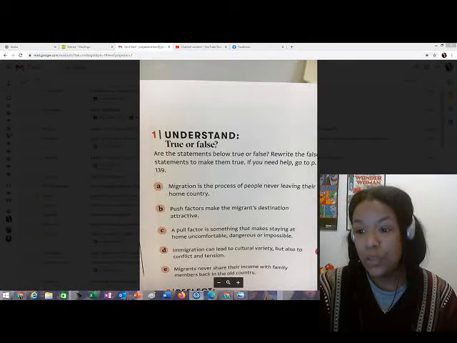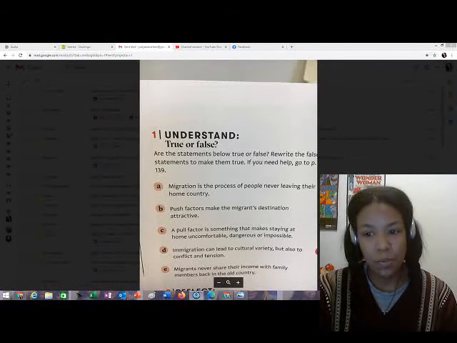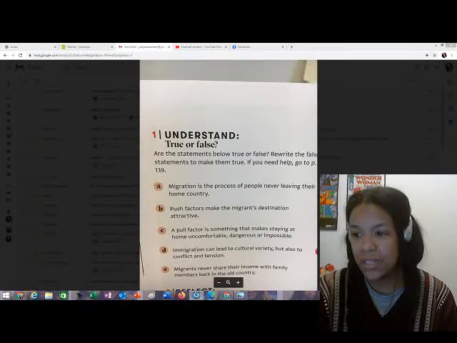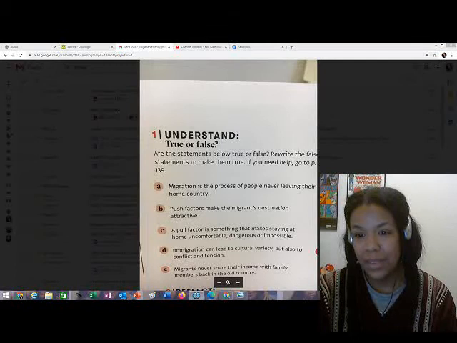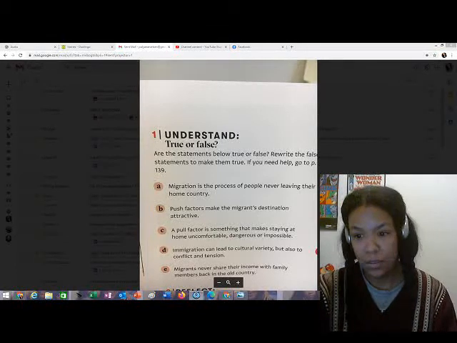Letter B, true or false. Push factors make the migrant's destination attractive. If you think it's true, you don't need to do anything with it.